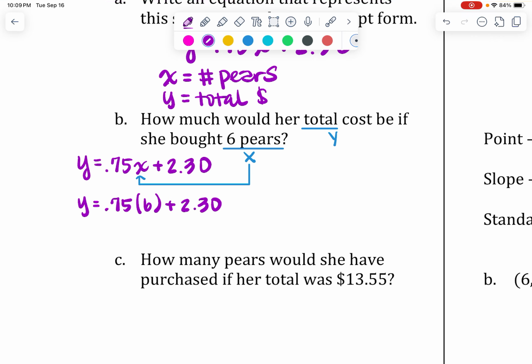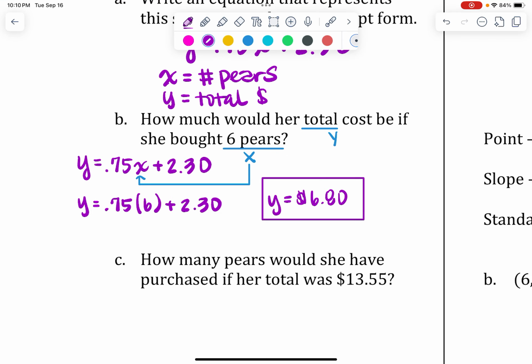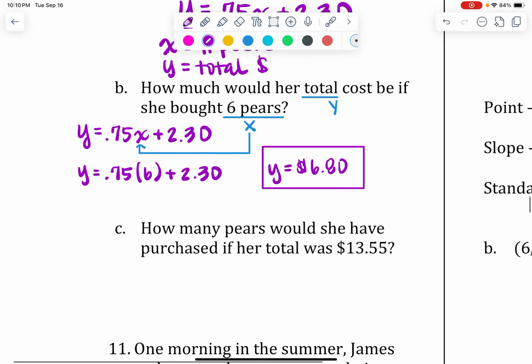Right? And then you can just basically use your calculator and type that in: 0.75 times 6 plus $2.30. And that gives me a y value of $6.80. And please put dollars on it, right? Because we don't want any naked numbers. We want our reader to know what the y is talking about, right? And y is total money, so put dollars on there.